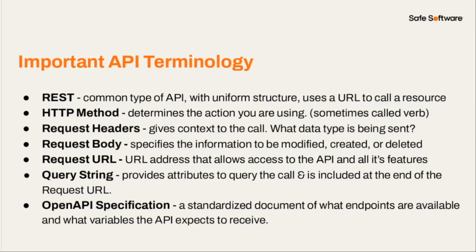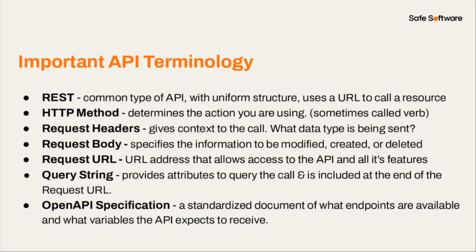So I'll go over some important API terminology. REST is a common type of API with uniform structure, and it uses a URL to call a resource. The HTTP method determines the action you are using. It's also sometimes called the verb. Most commonly it's get, post, delete, or any of those.